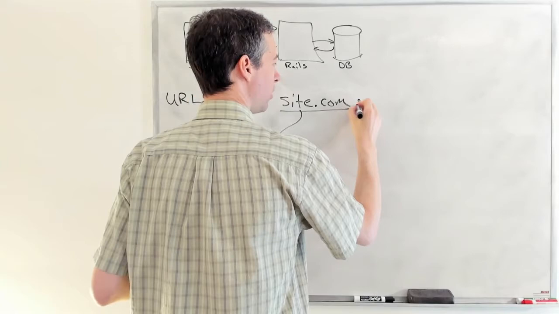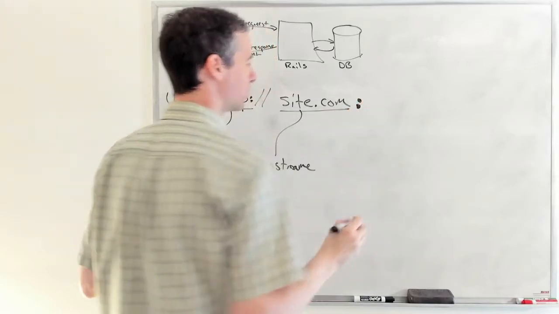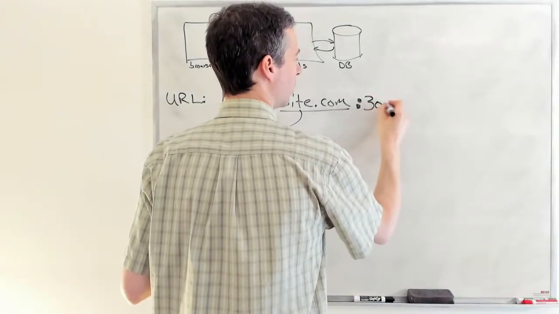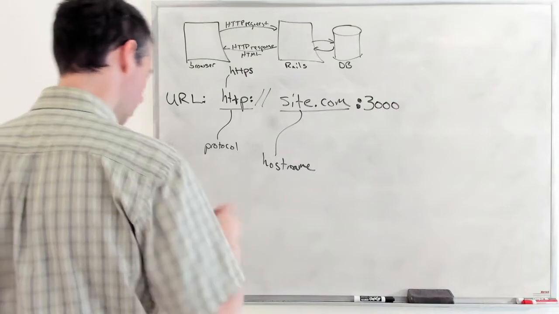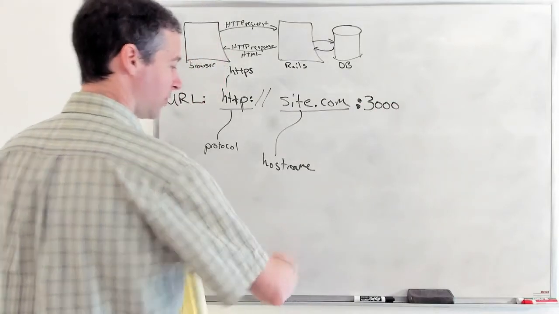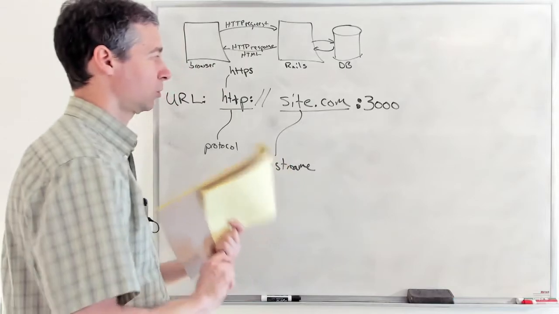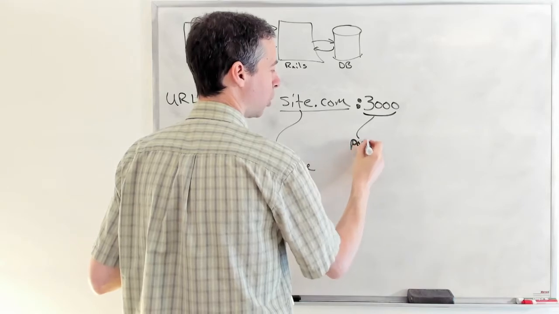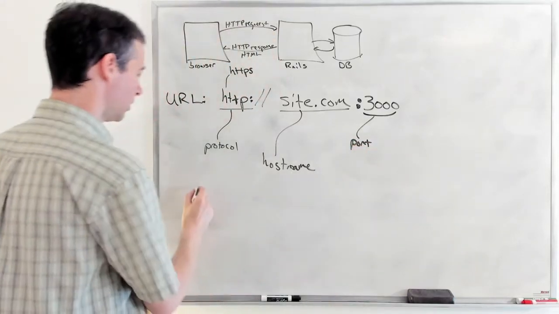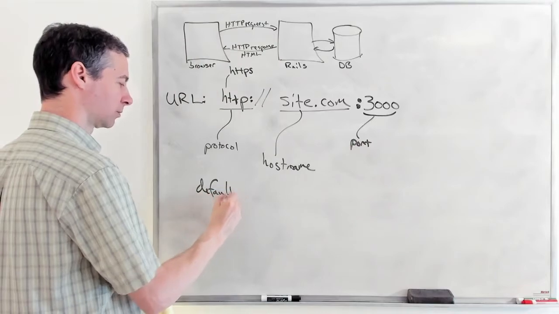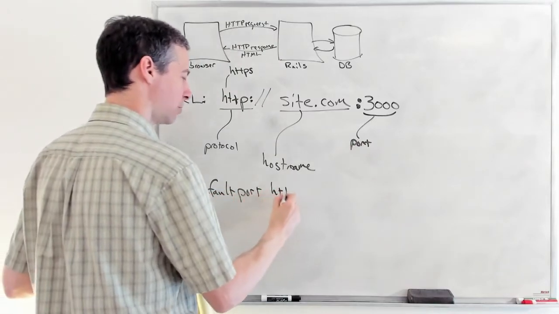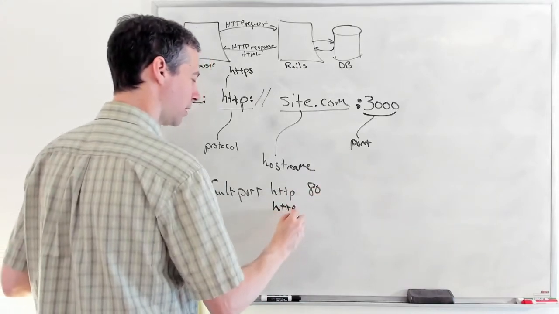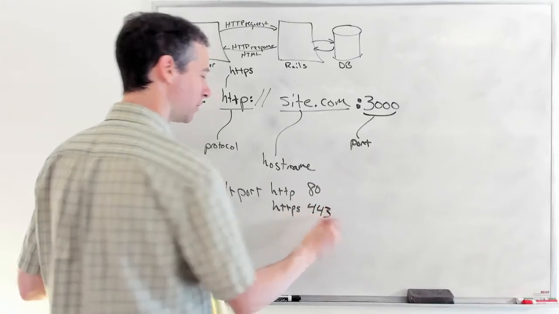Now, then you very rarely will have seen something like colon 3000. What in the world is this? Well, this says, when you connect to here, please use the following port. The default port for HTTP is port 80, and the default port for HTTPS is 443.